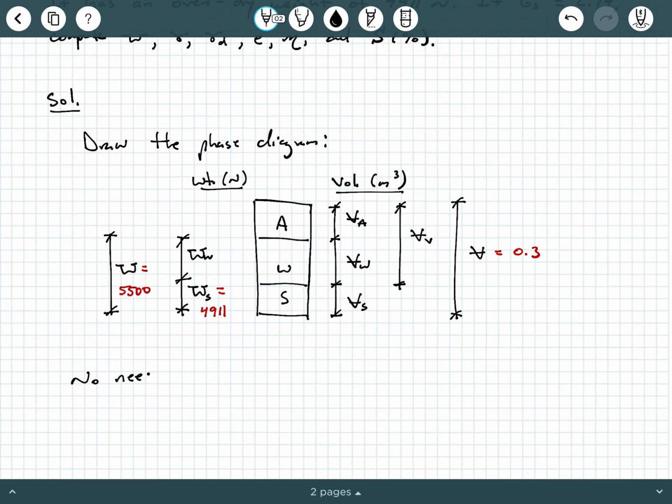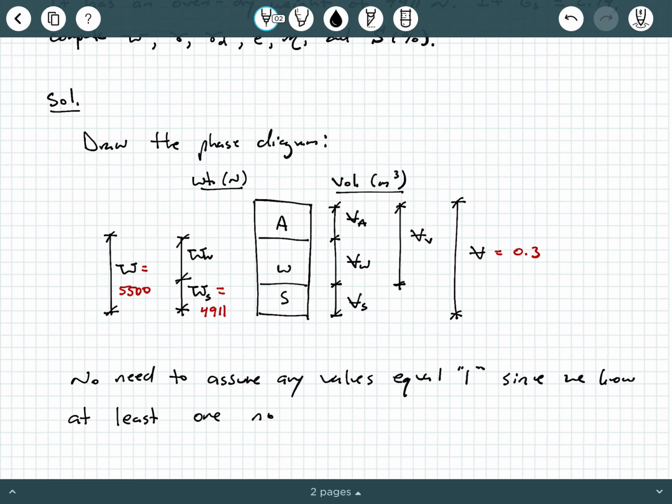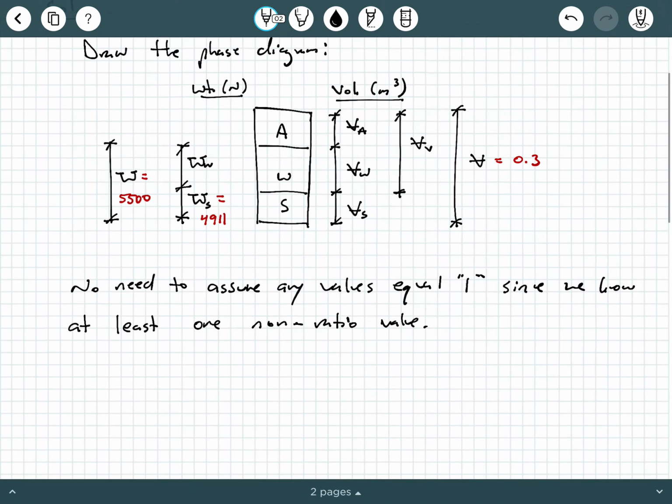There's no need to assume any values equal 1, since we know at least one non-ratio value. In fact, here we know three of them. We were given three non-ratio values: total weight, weight of solids, and total volume.